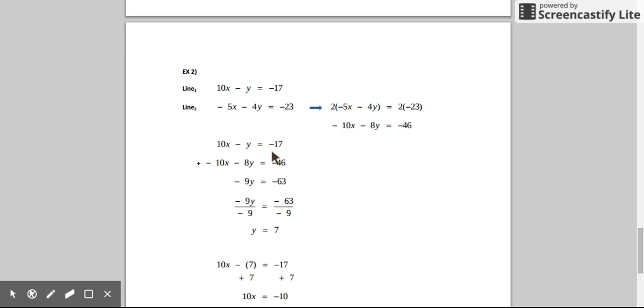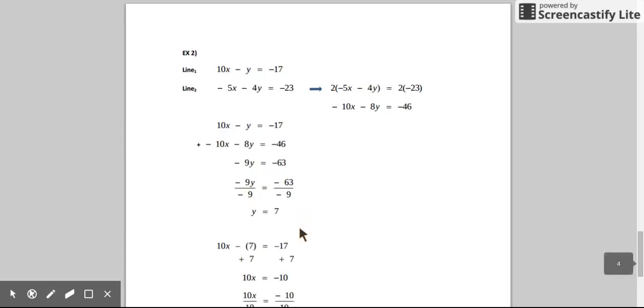Let's stack our two equations. Here was the original line 1 and our new line 2, stacking x's on top of x's, y's on top of y's, and numbers on top of numbers. Combining these two equations, or adding them, we cancel our x's. That's what we wanted. Negative y minus 8y gives us a negative 9y, and negative 17 minus 46, or plus negative 46, gives us negative 63. And solve for y by dividing both sides by negative 9. We get our y solution is 7.